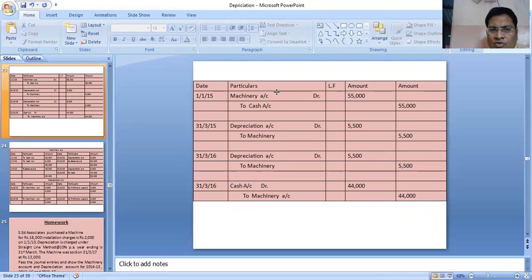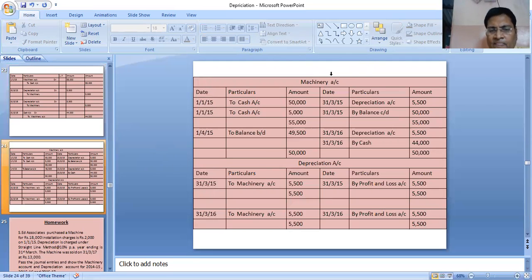So our journal entry would be: when I purchased the machinery, machinery to cash. Depreciation is charged, so depreciation to machinery. Depreciation is charged again in the next year, so depreciation to machinery again. And when you have sold the machinery at the end of the next year, then cash account debit to machinery. There is no profit, no loss, only cash account to machinery. No profit and loss account will come.